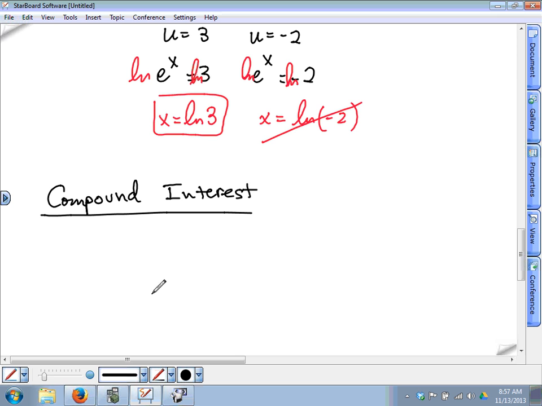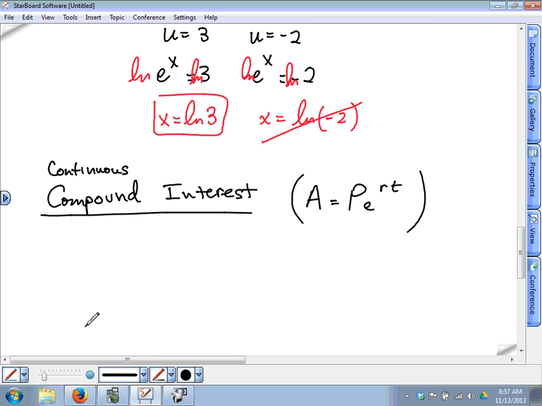Compound interest. We have one more example. This is the last one. If you've forgotten the formula for compound interest, that's a shame, because you need to remember it for the test. A equals P e to the r t: principal times e to the rate times time. This is continuous compound interest.